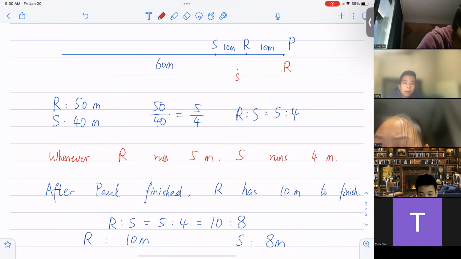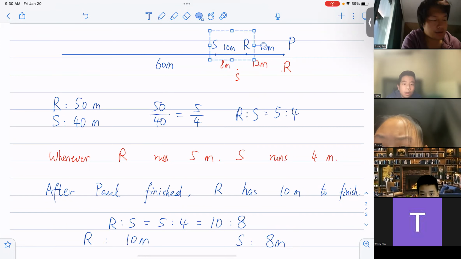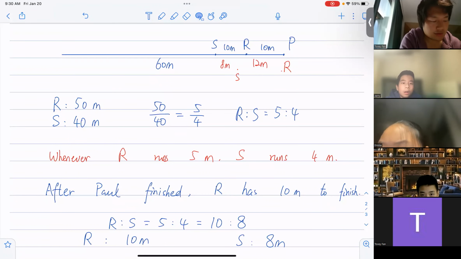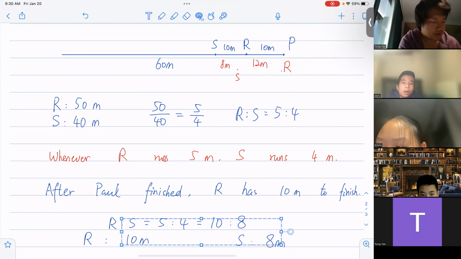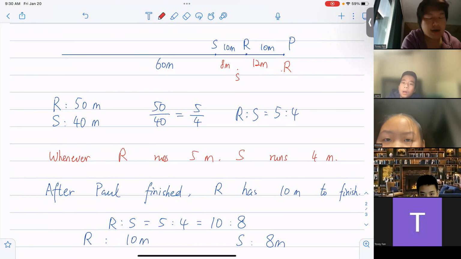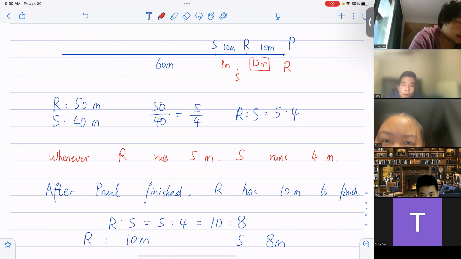So Sam is around here. Sam finished 8 meters. So that means Sam has like 12 meters in this part. Sam was behind by 10 meters, and during the last part, he's further behind by 2 meters, right? 8 to 10. So in total, he's 12 meters behind. Okay, and then 12 meters will be the answer here.